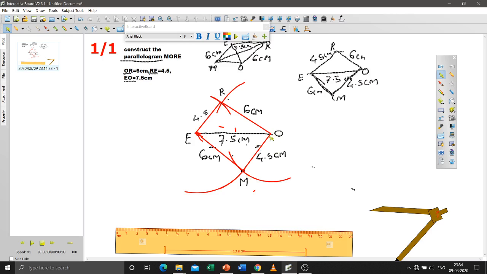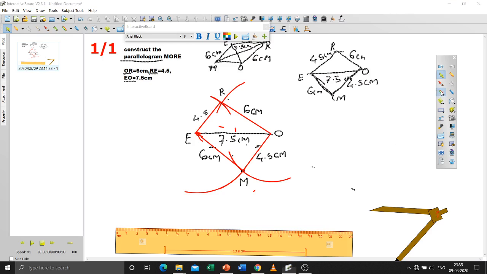So I think you have understood how we have to mark the arcs. From the point E, we will make an arc of 4.5 centimeter. From the point O, we will draw an arc of 6 centimeter. From the point E, we will draw an arc of 6 centimeter. From the point O, we will draw an arc of 4.5 centimeter.